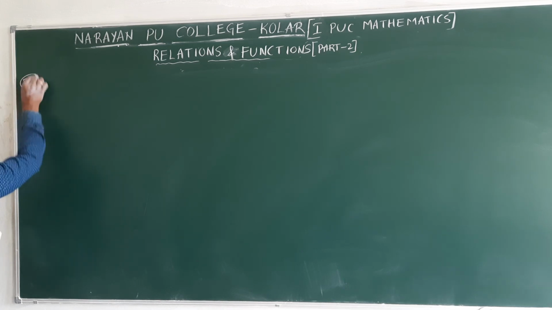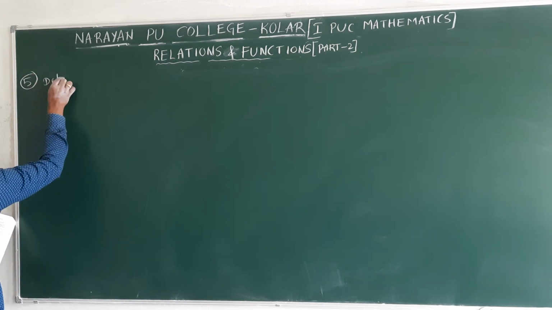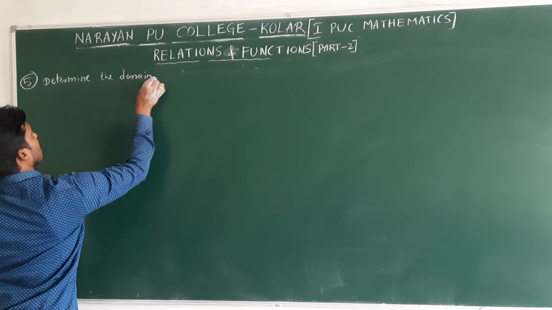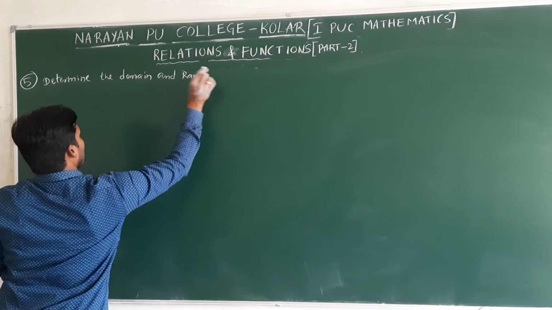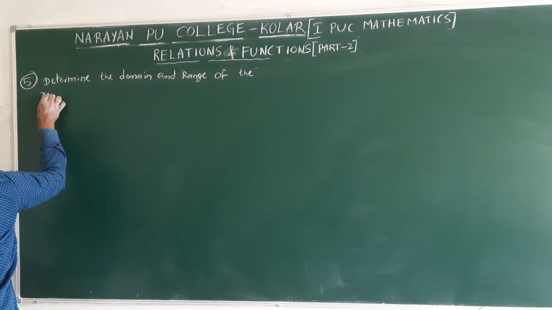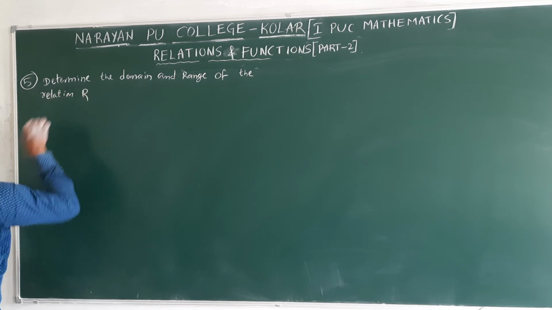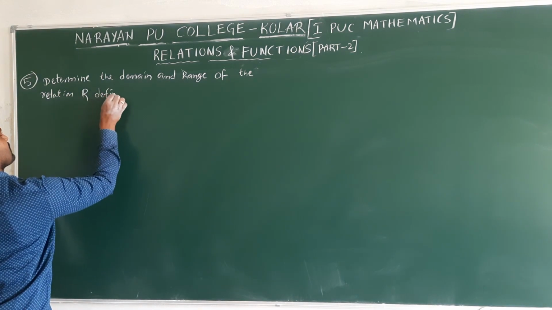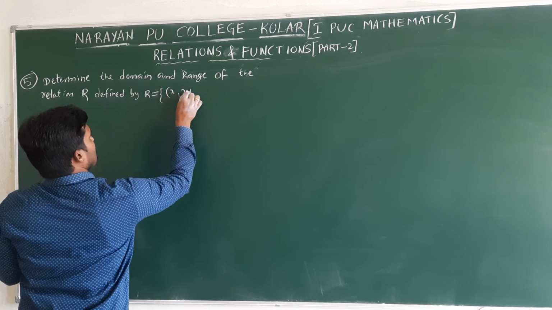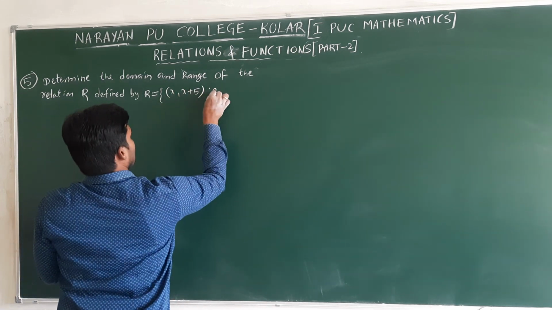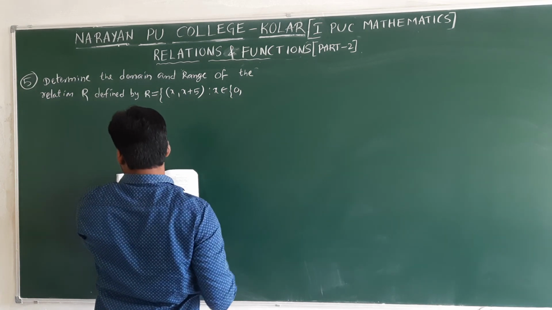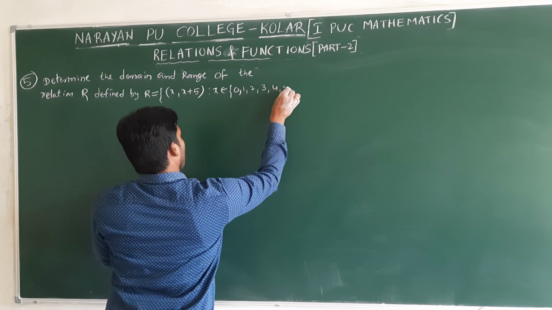Next, fifth question. Determine the domain and range of the relation capital R defined by capital R equal to the set of ordered pairs x comma x plus 5 such that x belongs to the set of 0, 1, 2, 3, 4, 5.